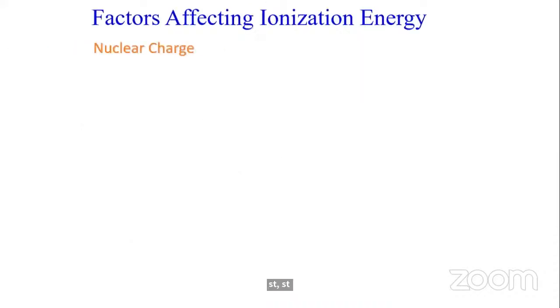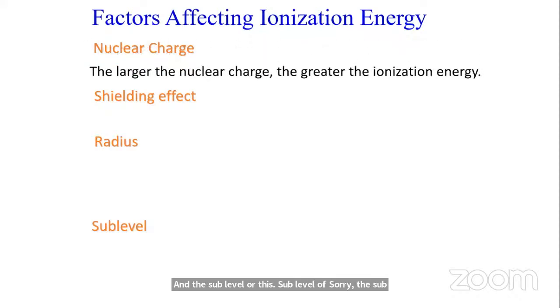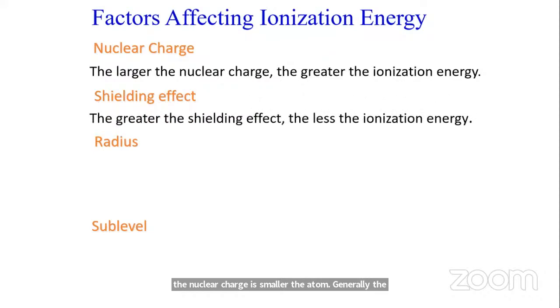Now, the factors that affect the ionization energy are the nuclear charge, the shielding effect, the radius, that is the size, and the sublevel in which you find the electron. Now, the larger the nuclear charge, the greater the ionization energy, because the larger the nuclear charge, the smaller the atom generally, and the more difficult it will be to remove an electron. Also, the greater the shielding effect, the less the ionization energy, because with the shielding effect the size of the atom is increased, and so it is easier to pluck away an electron from a longer distance from the nucleus.